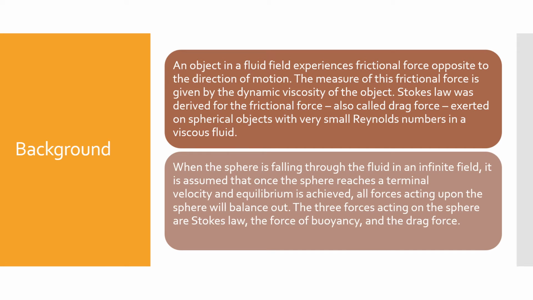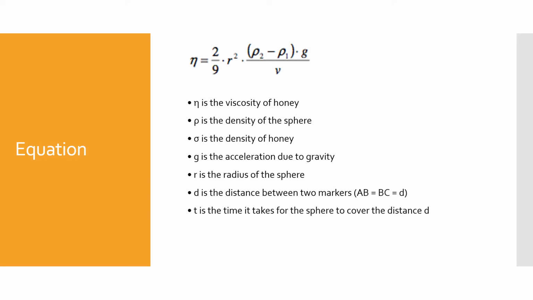When the sphere is falling through the fluid in an infinite field, it is assumed that once the sphere reaches a terminal velocity and equilibrium is achieved, all forces acting upon the sphere will balance out. The three forces acting upon the sphere are Stokes' law, the force of buoyancy, and the drag force. The equation is viscosity equals 2/9 radius squared times the density of the sphere minus the density of the fluid times gravity over velocity.